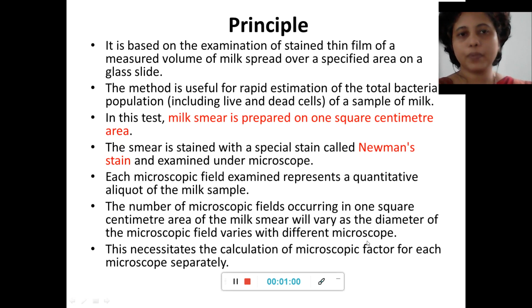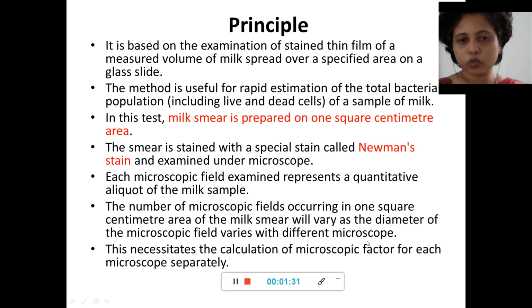It's based upon a principle that the examination of the stained thin film of measured volume of milk is spread over a specified area on a glass slide, and the method is useful for the rapid estimation of total bacterial population, including the live as well as the dead cells of a sample of milk. And in this test, the milk smear is prepared in 1 square centimeter area, and it is stained with a special stain called the Newman stain and examined under the microscope.